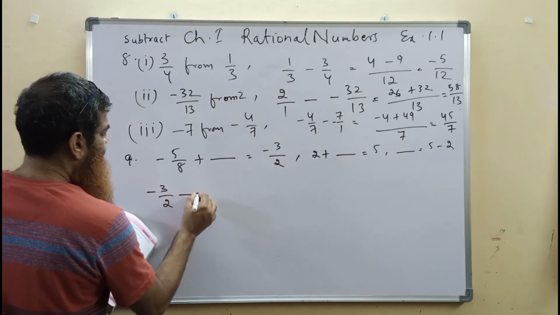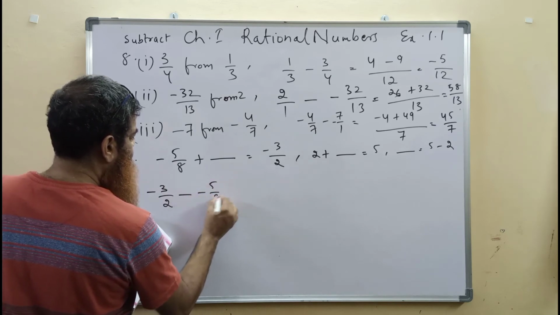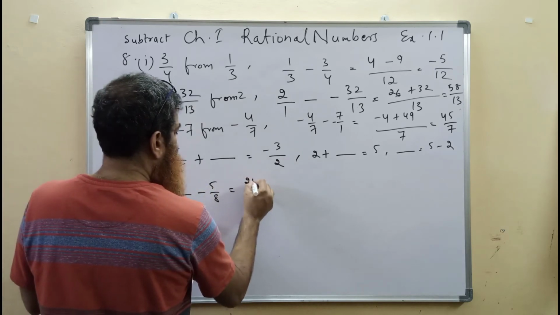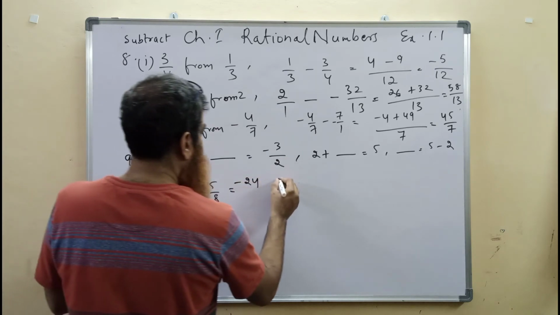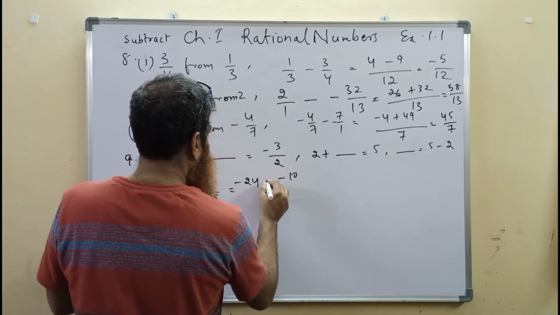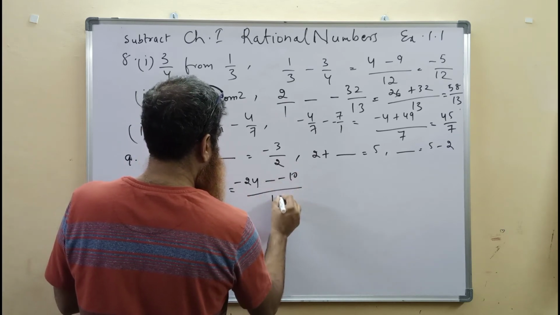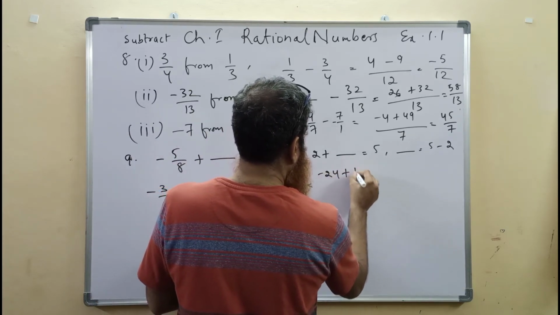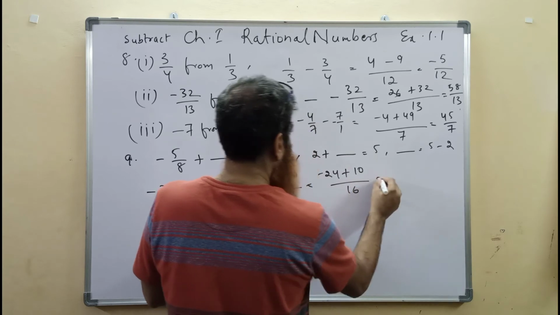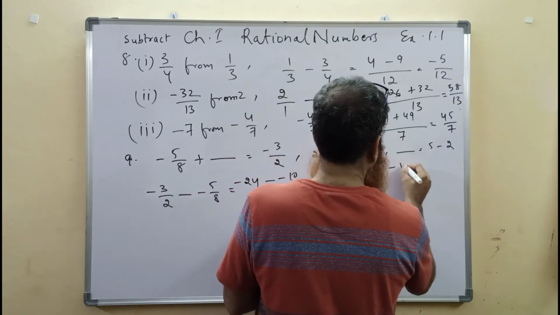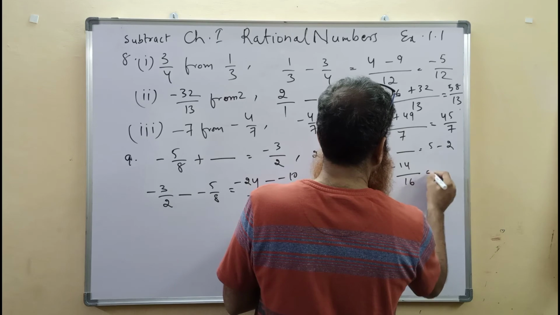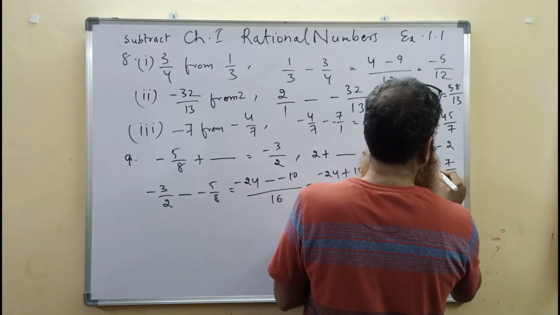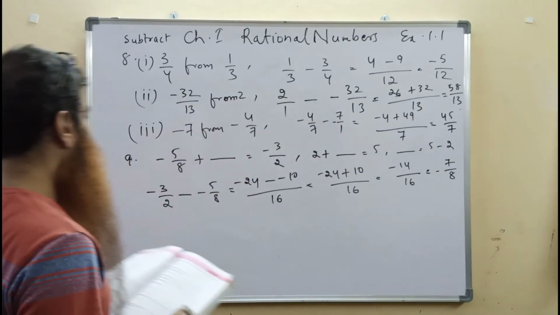Minus 3 by 2 minus minus 5 by 8 is equal to 8 3s are 24, minus 24. 2 5s are 10, minus minus 10 is plus 10. Then 2 8s are 16. Minus 24 plus 10 by 16, that is minus 14 by 16. In the smallest form, we can note it as minus 7 by 8.